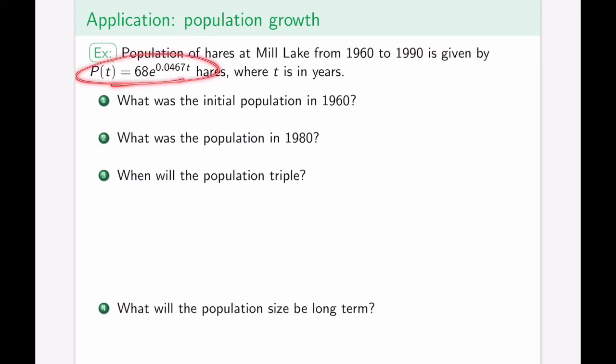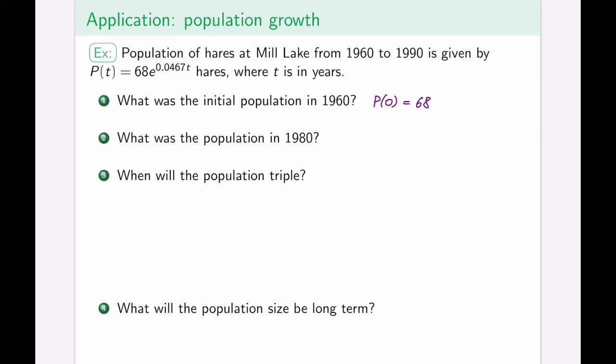given to us by this formula, where the total is in number of hares and t is in years since 1960. The first question is, what was the initial population in 1960? Well, 1960 corresponds to time being 0, so all I'm doing here is computing the population numbers at time equals 0. If I plug in 0 for t here, I notice that my entire power is going to turn into 0. Anything to power 0 is just 1, so overall I have simply 68.